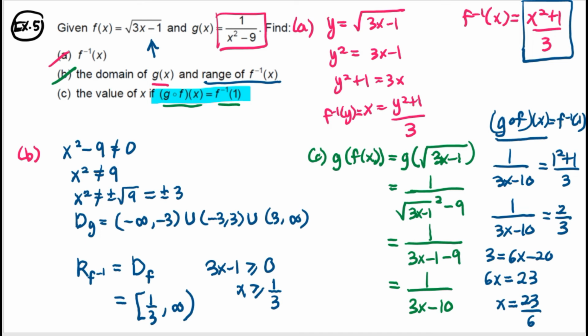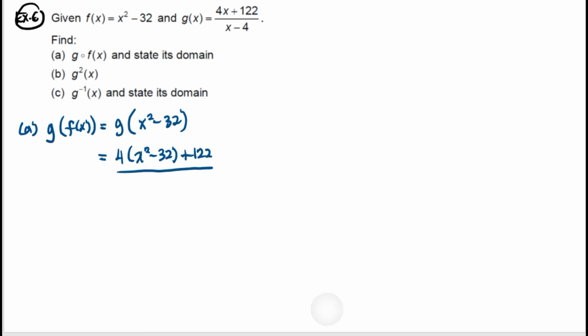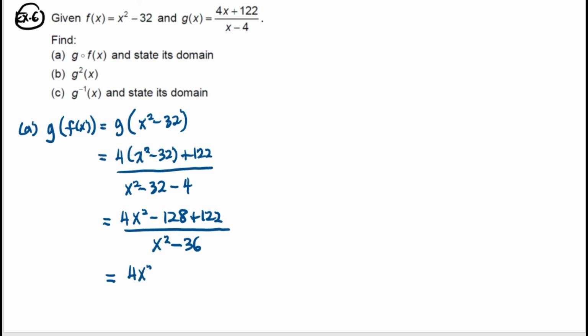Now let's look at the final example, the last example in this video. Suppose we have two functions here, and we are asked to find g composed with f of x. So g of f of x is x squared minus 32 substituted in, so we have 4 times x squared minus 32 plus 122, divided by x squared minus 32 minus 4. Simplifying this, we have 4x squared minus 128 plus 122, divided by x squared minus 36. Therefore, we will have 4x squared minus 6 over x squared minus 36.